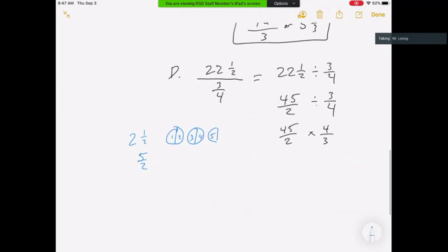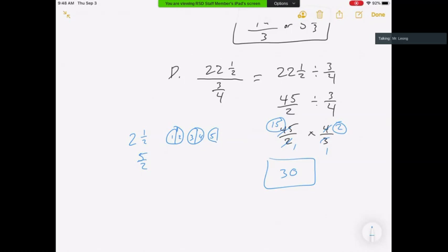Now I have to simplify a little bit. This cancels with this. So 1, 2. And then this actually cancels too. 45 and 3. That goes in once. That goes in 15 times. Final answer should be 15 times 2, which is 30. Anybody get 30? All right. Some of you guys are getting it. That's good. Awesome. I know these numbers are a little bit big.